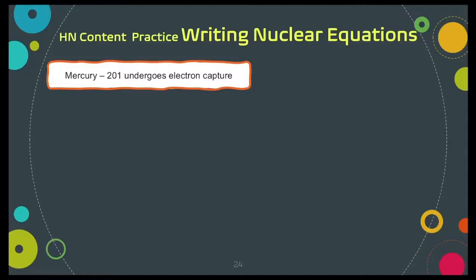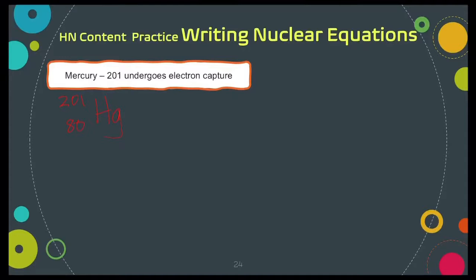Let's try writing a few more nuclear equations. Mercury 201. So the symbol for mercury is Hg. The mass number given to us is 201 for this isotope. Use your periodic table to look up the atomic number for mercury. It is 80.